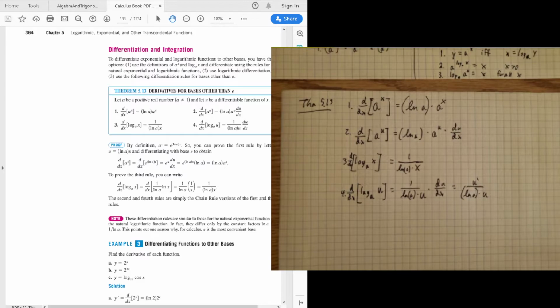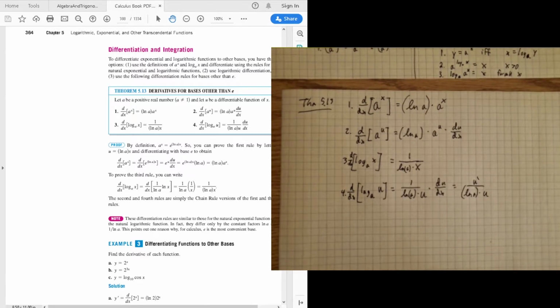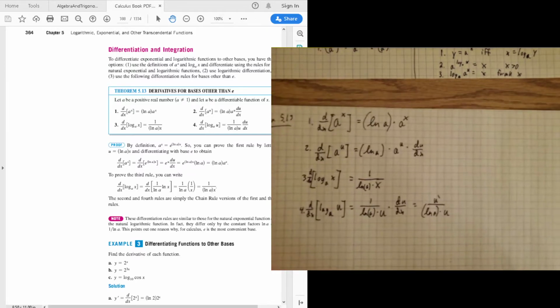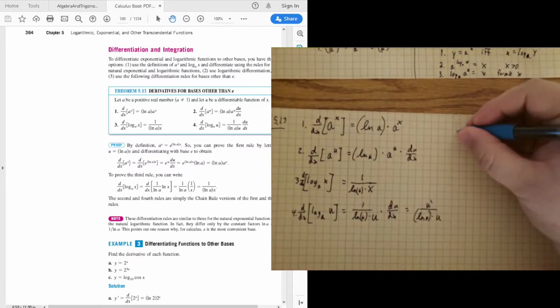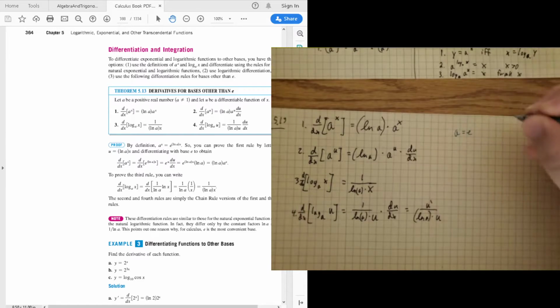Notice that we have examples using both a to the x and a to the u, or log base A of x or log base A of u. And so as long as we can put it into one of those forms, we can always take a derivative. A consequence of this theorem, let's assume A equals e.